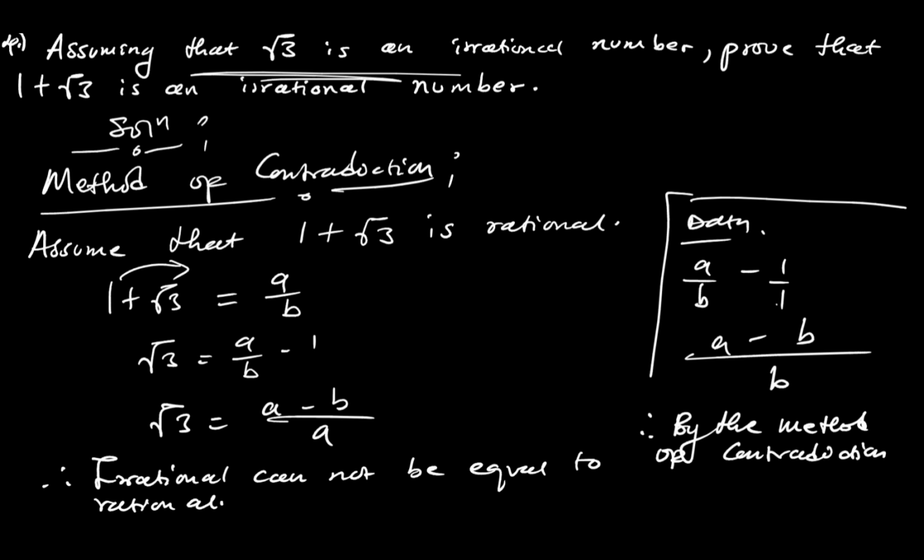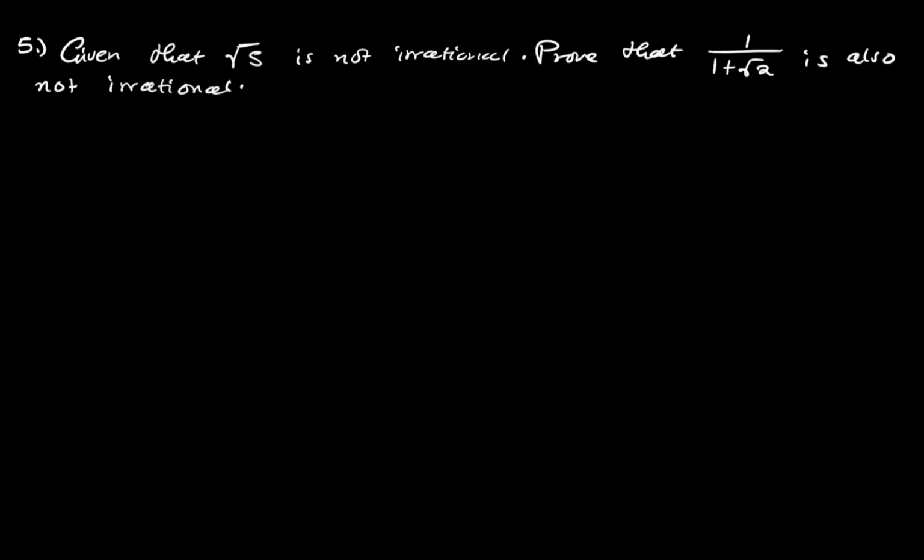What are we proving? 1 plus root 3 is an irrational number. Irrational number. Just like that. All right, let's look at the last question. Given that root 5 is not irrational, prove that that guy is also not irrational.